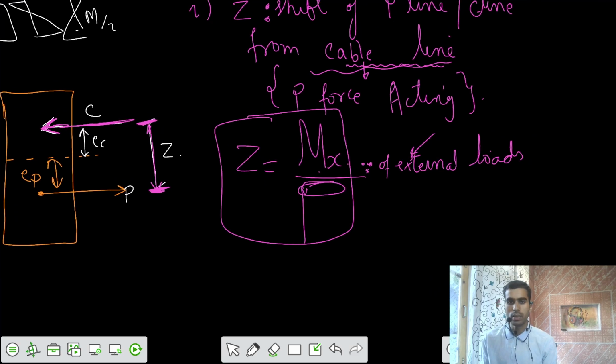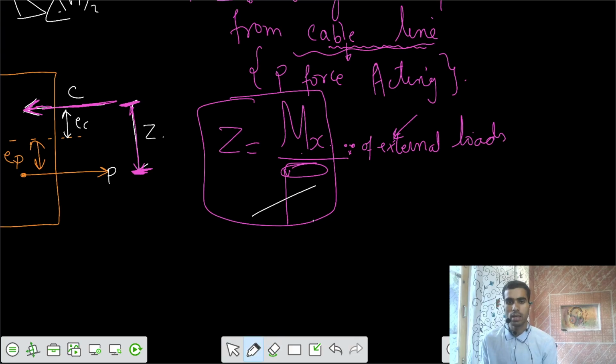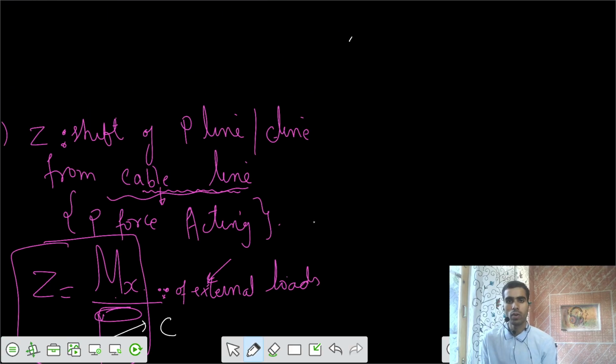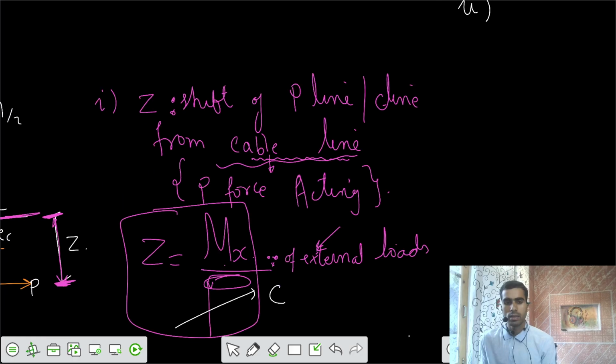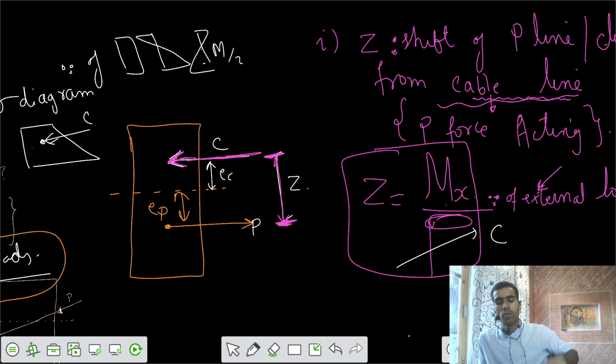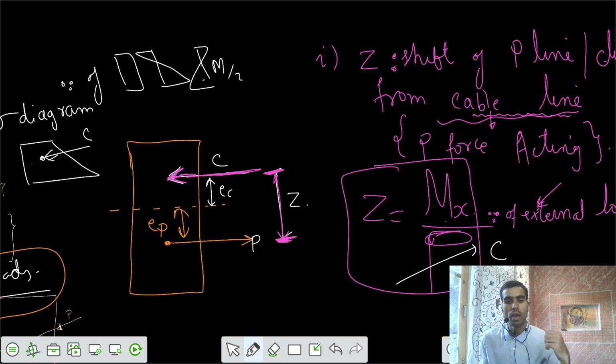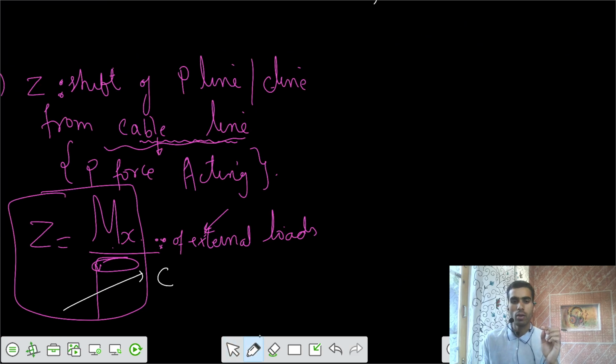The second step: P is also equal to C. Once we have the Z location, this Z value tells me, with respect to the P force, where the C force is acting. Based on that, I can get the value of EC. So the second step is that you get the value of EC.